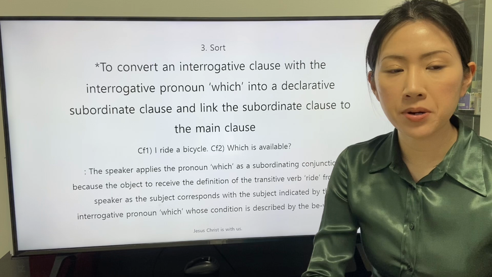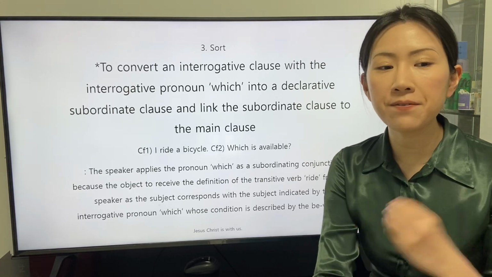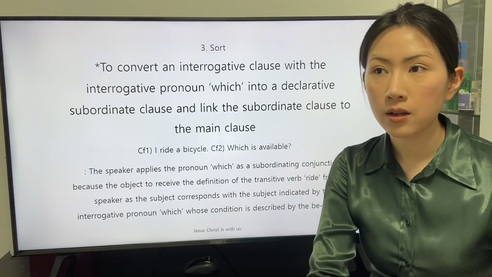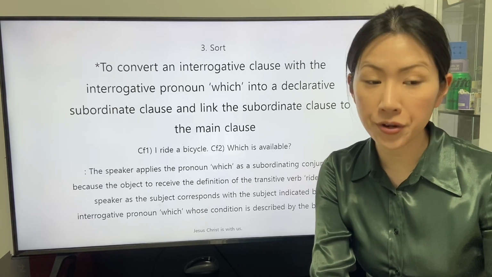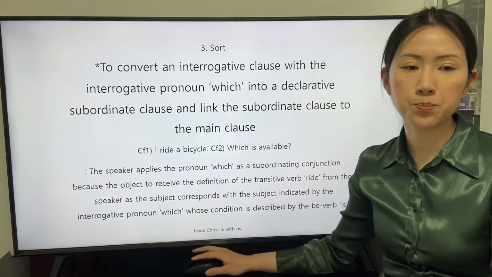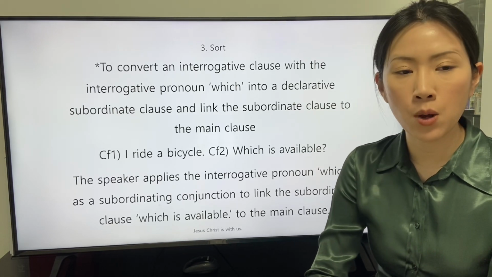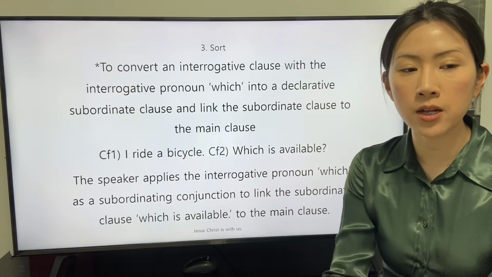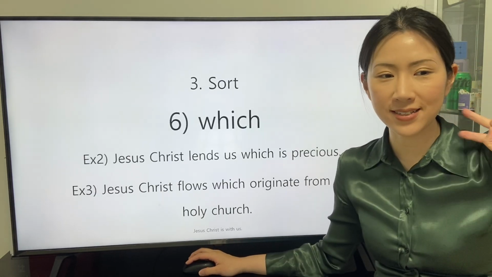The speaker applies the pronoun which as a subordinating conjunction because the object to receive the definition of the transitive verb write from the speaker as the subject corresponds with the subject indicated by the interrogative pronoun which, whose condition is described by the be verb is. The speaker applies the interrogative pronoun which as a subordinating conjunction to link the subordinate clause which is available to the main clause. There are two more sentences.